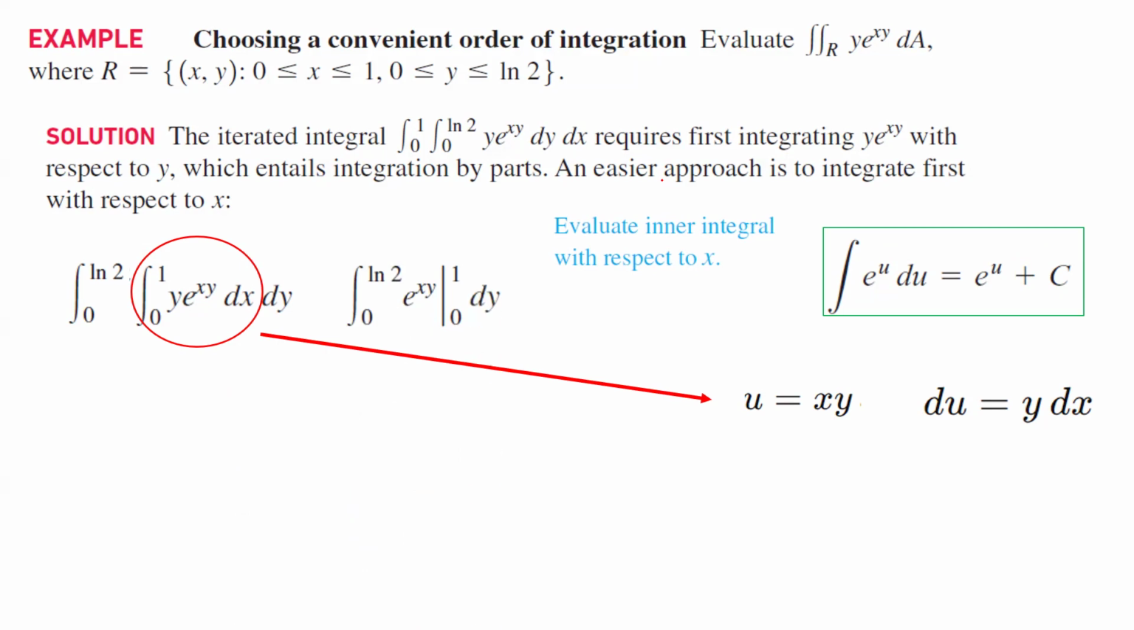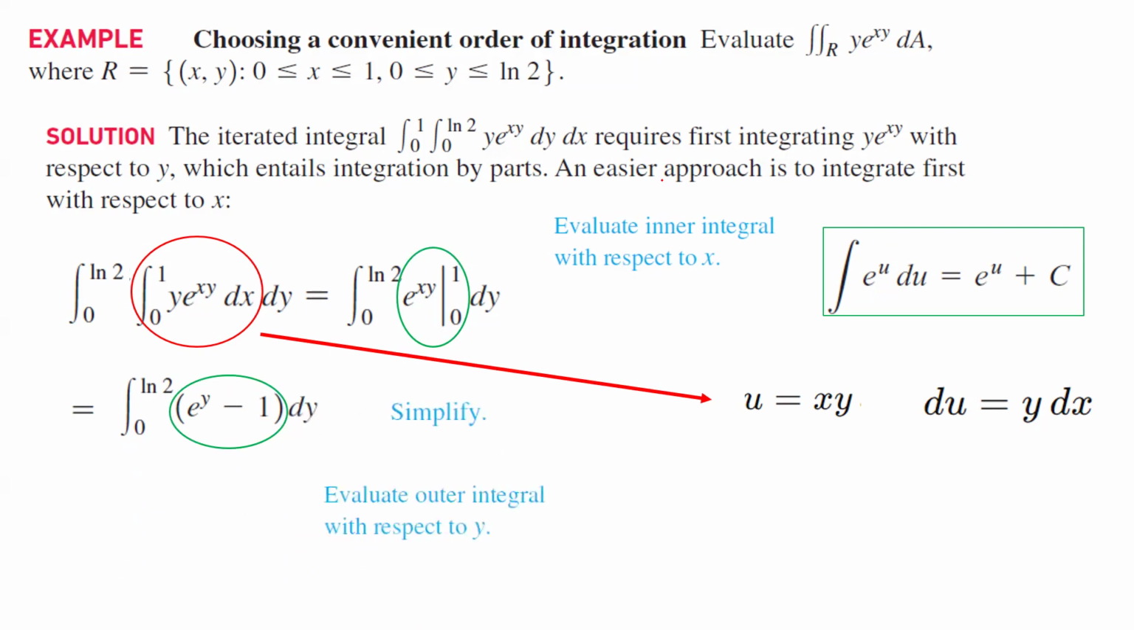Then you take the outer integral with respect to y. Well, the rest is just simple calculation. The definite integral 0 to ln of 2 of e to the y minus 1 with respect to y is e to the y minus y. Y is bounded between 0 and ln of 2. So when you substitute ln of 2 and then 0, you get 1 minus ln of 2.